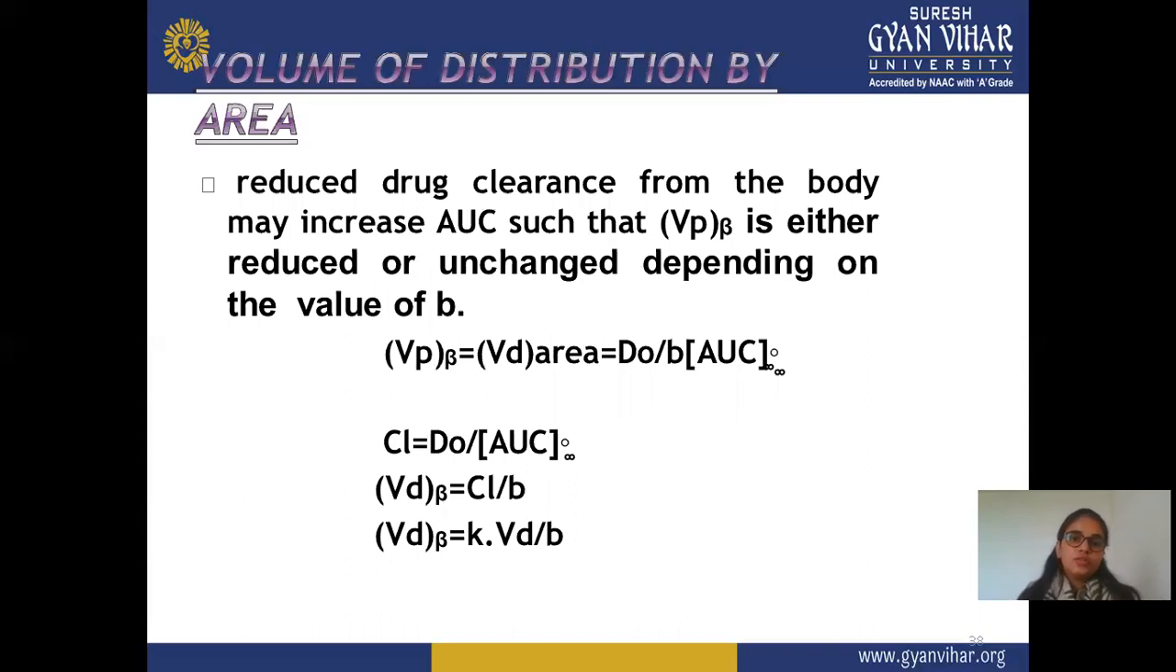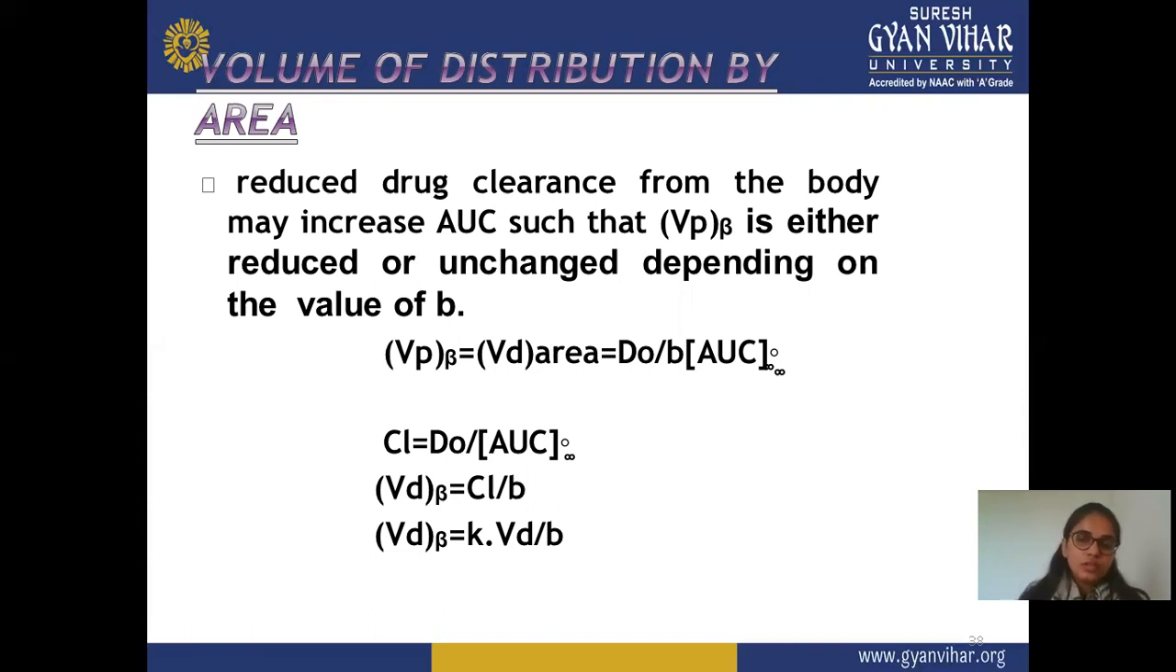Next is volume of distribution by area. Here, reduced drug clearance from the body may increase AUC, such that the volume in the peripheral compartment is either reduced or unchanged depending on the value of V. It means that when the drug is cleared from your body, the clearance is reduced or maybe increased from that particular area under the curve, and the value of Vp is either reduced or unchanged. This reduced or unchanged form mainly depends on the value of V. These values indicate whether it is a reduced condition or an unchanged condition.